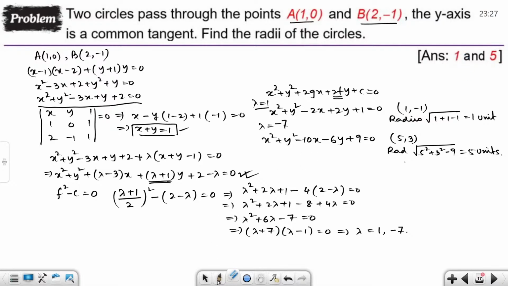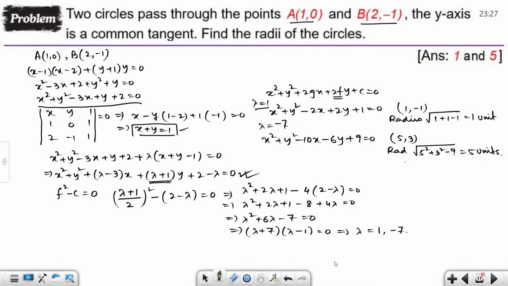Is it clear? So this is how we solve problems on family of circles. In almost every problem, I have used family of circles to find out its equation, because I want you people to be comfortable with the family of circles procedure. I hope you have all learned this and how to apply it in the problem.